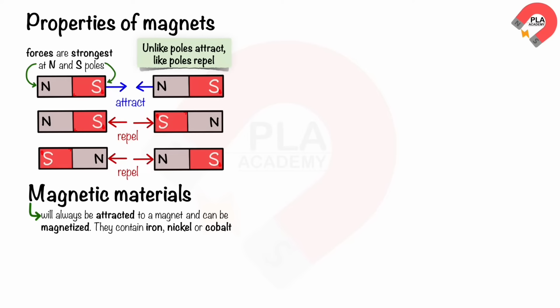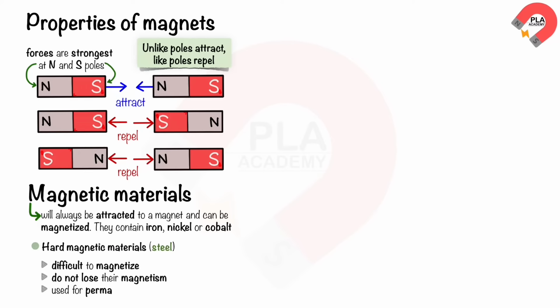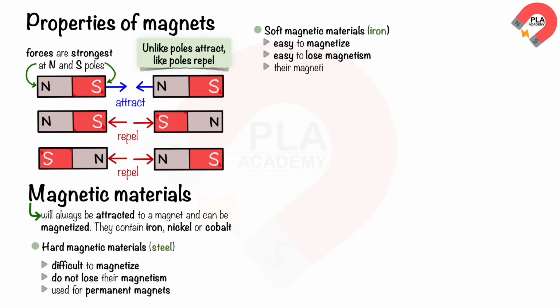There are two types of magnetic materials. Hard magnetic materials such as steel are difficult to magnetize, but do not readily lose their magnetism. They are used for permanent magnets. Soft magnetic materials such as iron are relatively easy to magnetize and easy to lose magnetism, so their magnetism is only temporary. They are used in the cores of electromagnets and transformers because their magnetic effect can be switched on and off or reversed easily.